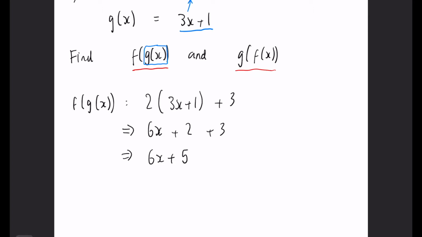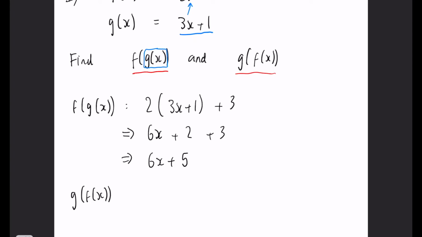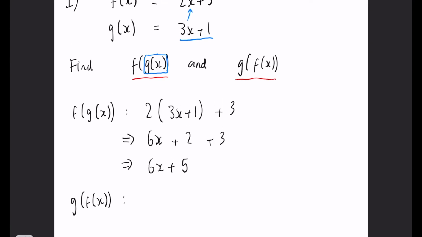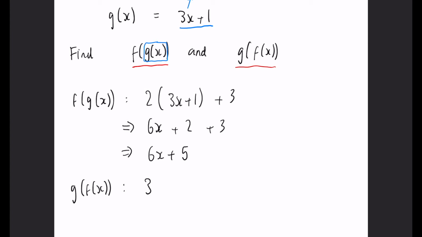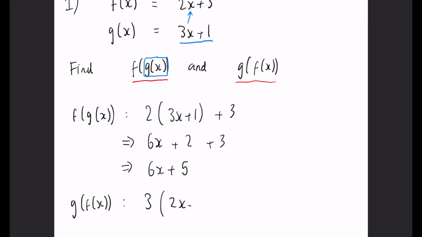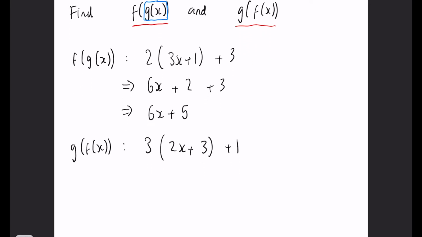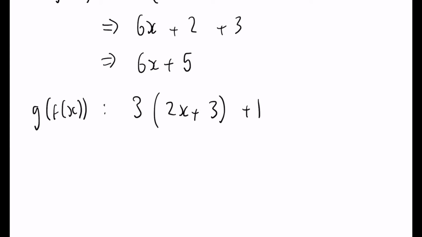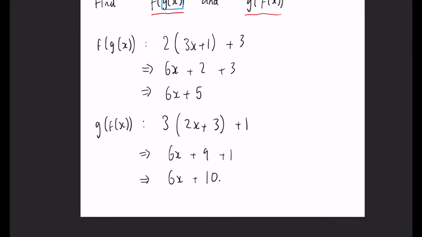Now let's have a look at g of f of x. So again, rather than having x as the input for the g function, we've now just got the f of x function as our input. So wherever we see x, we replace that with the 2x plus 3 that f of x is. So we say 3, and then rather than the x, we put in 2x plus 3 plus 1. Now again, expand that bracket out. 3 times 2x is going to be 6x. 3 times 3 is going to be 9, plus the 1, 6x plus 10, just like that. And that's our final answer.